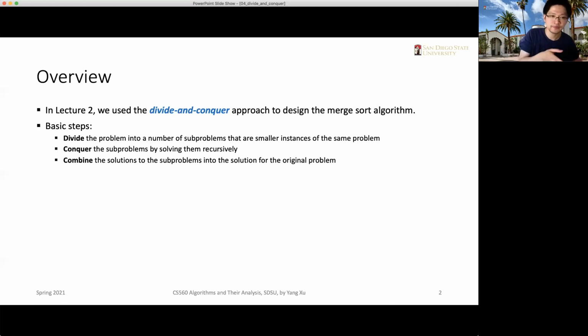And those recursive applications actually occur in the conquer step that we are referring to. Okay, in the conquer step, we are solving all the subproblems in a recursive style. And the last is to combine the solutions to obtain the solution to the original problem. Yeah, so that is the basic outline. Okay, from a higher level, I think it's really clearly defined.